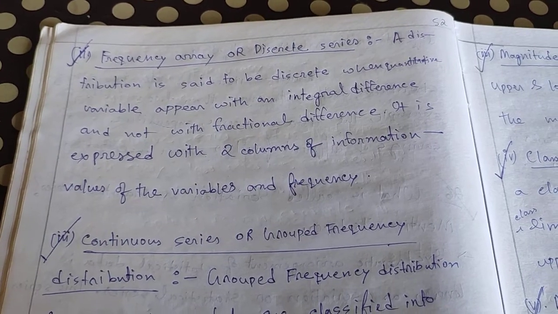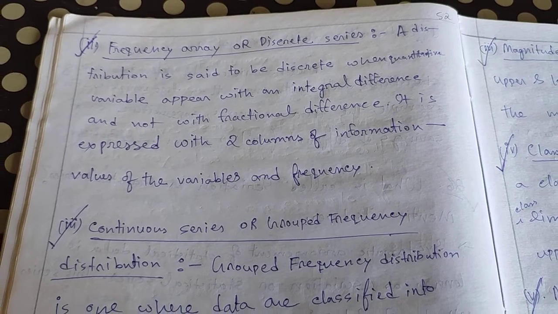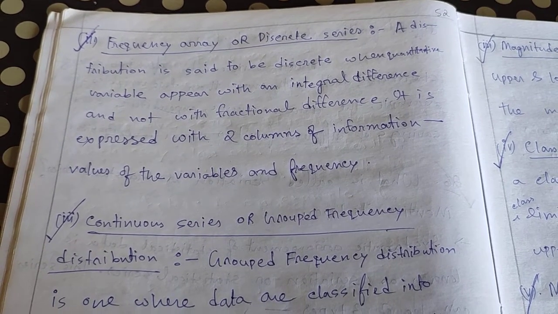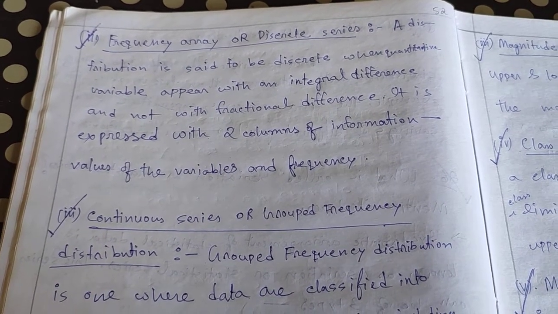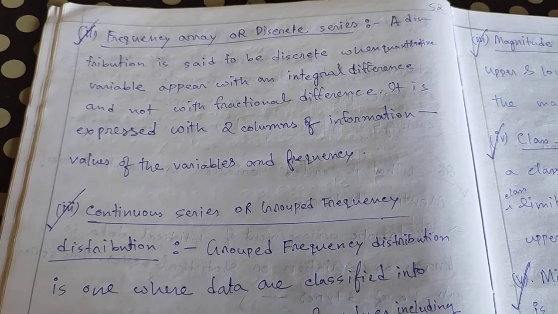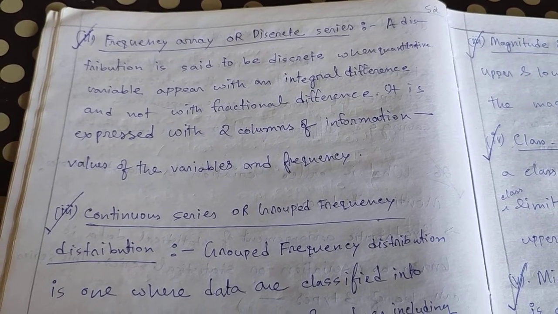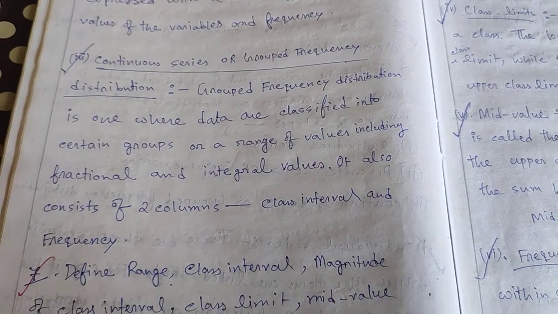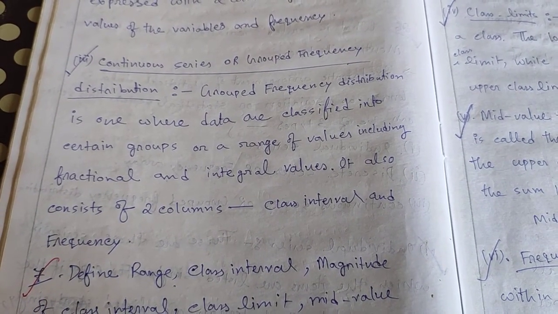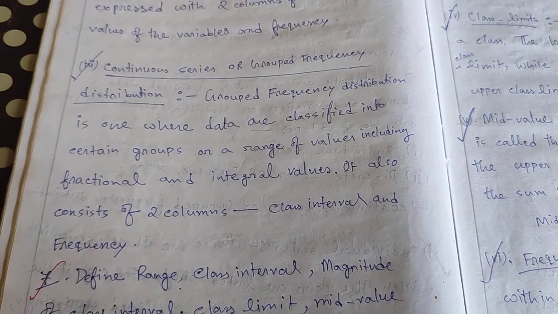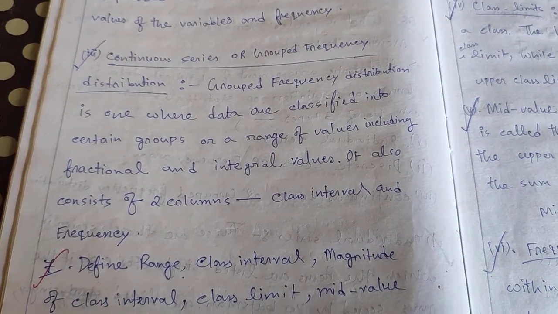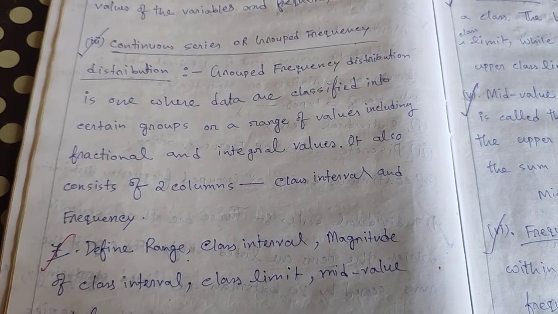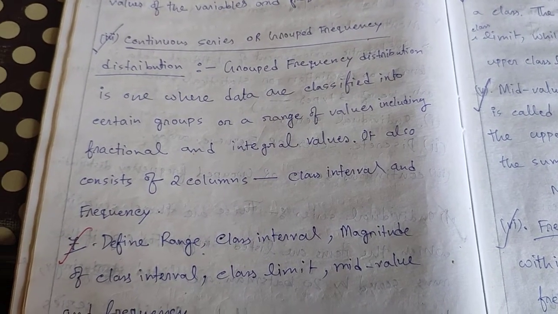Frequency array or discrete series. A distribution is said to be discrete when quantitative variables appear in an integral difference and not with fractional difference. It is expressed with two columns of information, values of the variables and frequency. Number 3 দেখো, continuous series or grouped frequency distribution. Grouped frequency distribution is one where data are classified into certain groups or a range of values including fractional and integral values. It also consists of two columns, class interval and frequency.